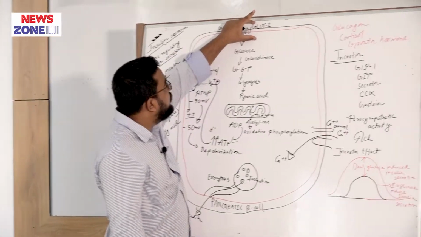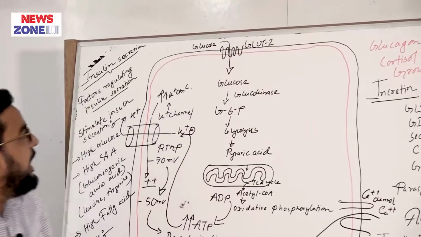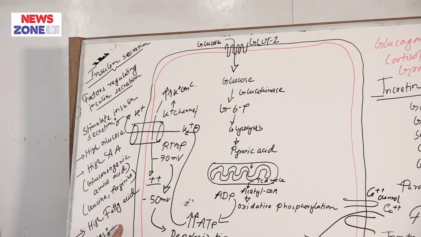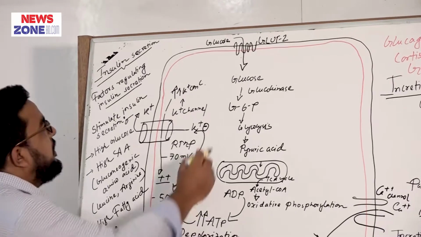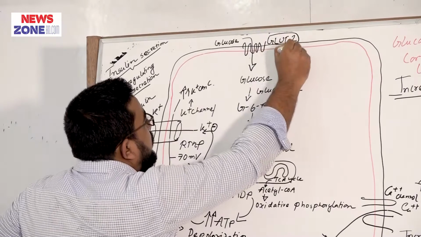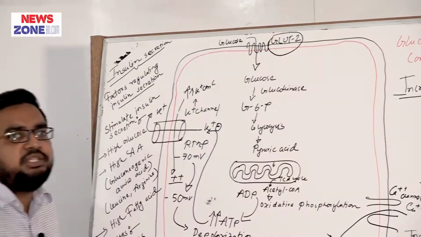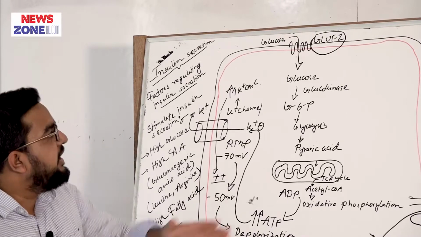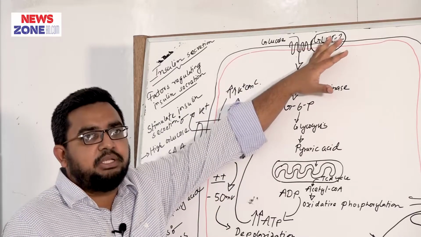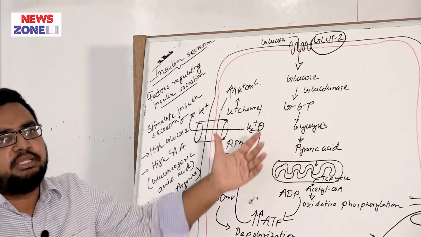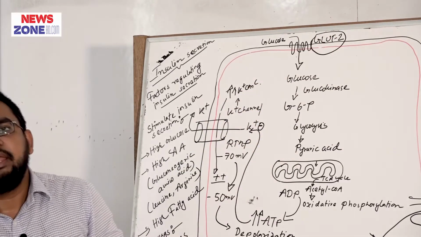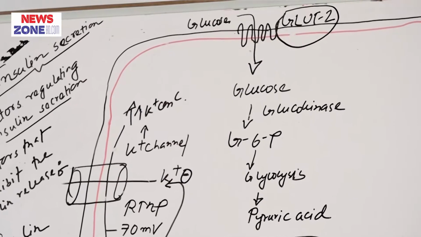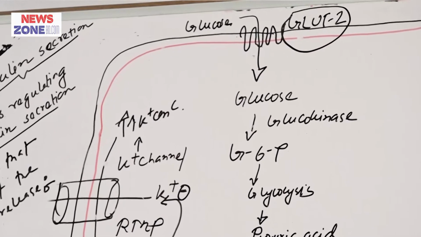This is the GLUT2 transporter, and the GLUT transporter is very important in the secretion of insulin, because there are 5 types of GLUT transporter: GLUT1, GLUT2, GLUT3, GLUT4 and GLUT5. In the pancreatic beta cell, GLUT2 is present. Not only in the pancreatic beta cell, GLUT2 is also present in the intestine or enterocyte, and the kidney. These are the important sites where the GLUT2 transporter is present.